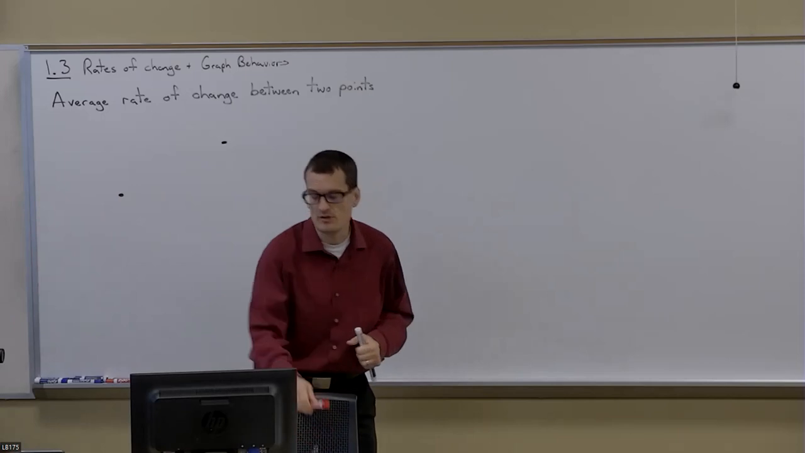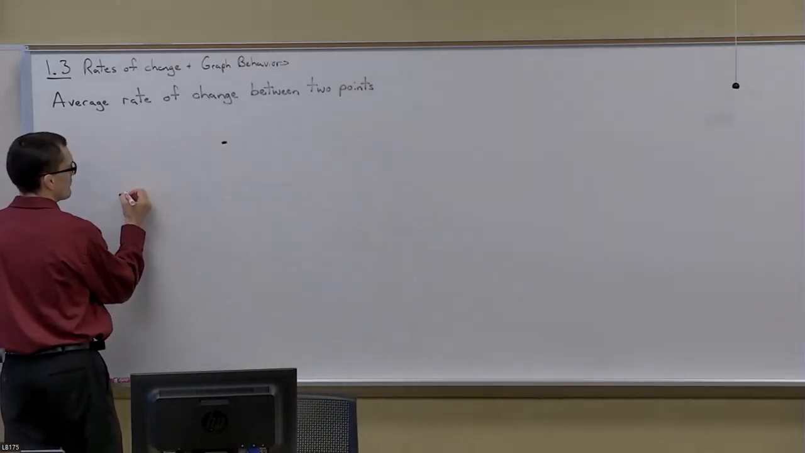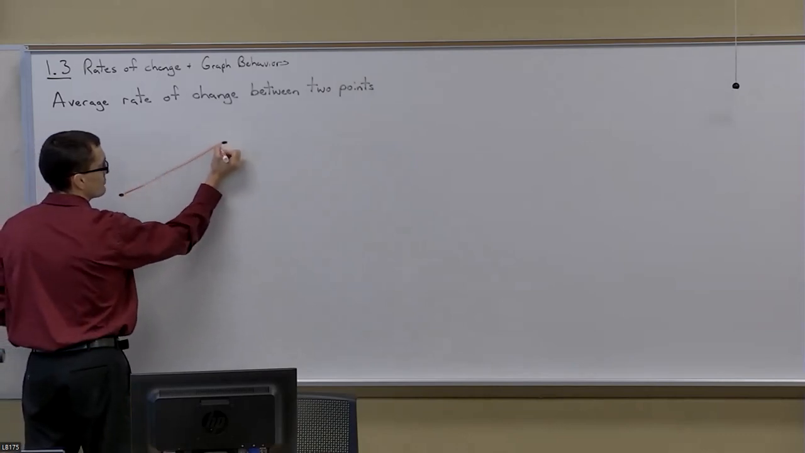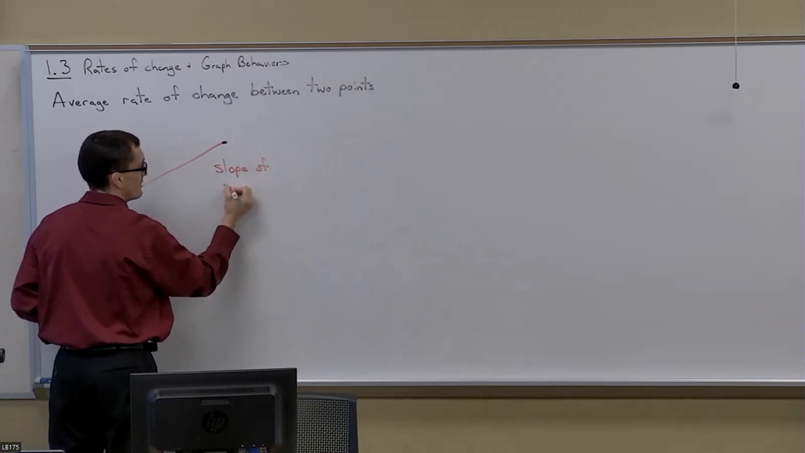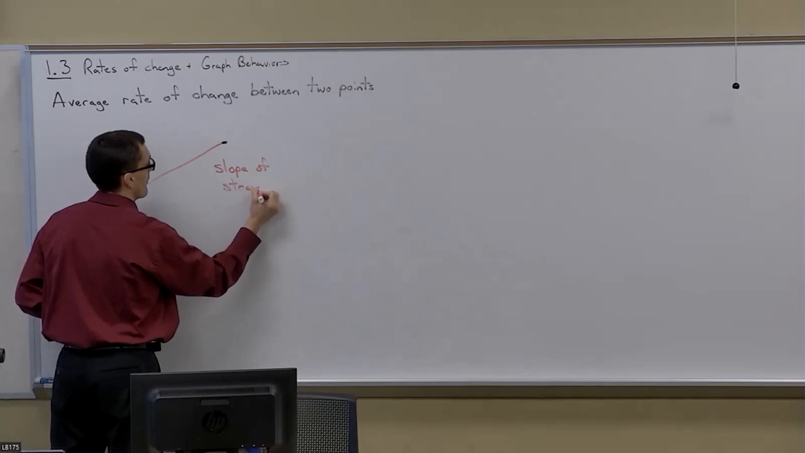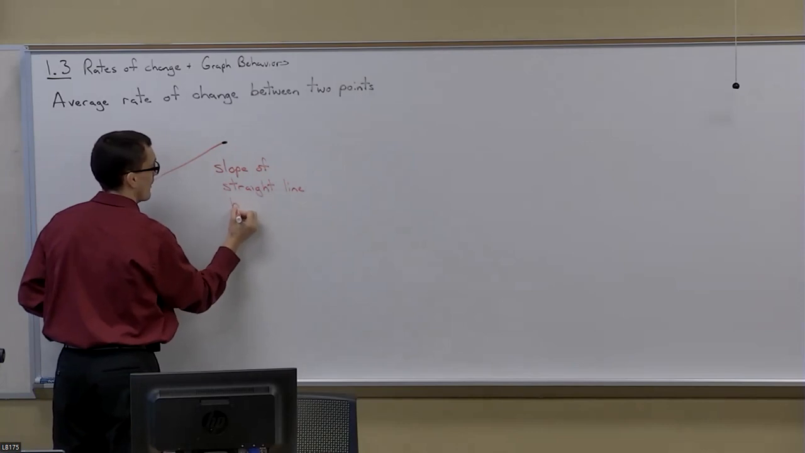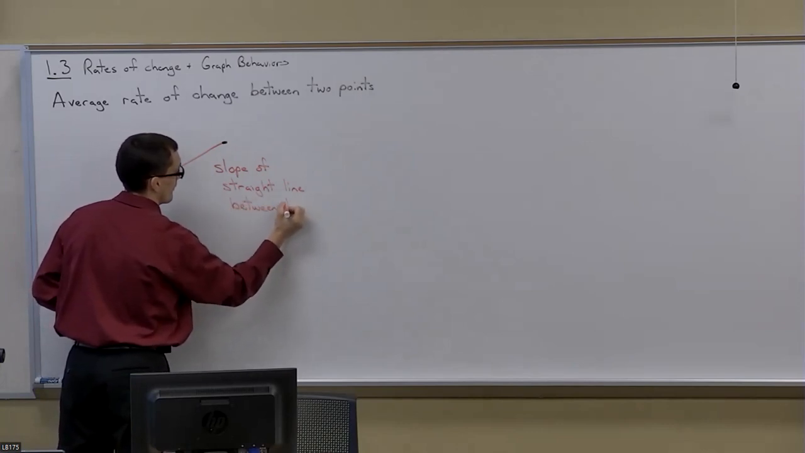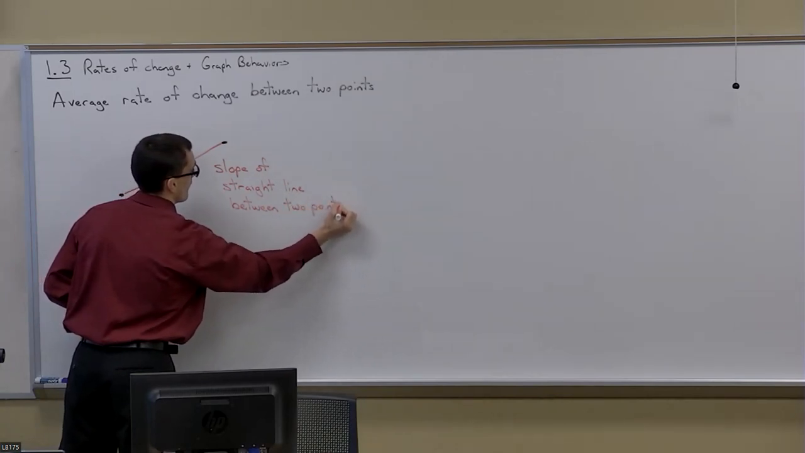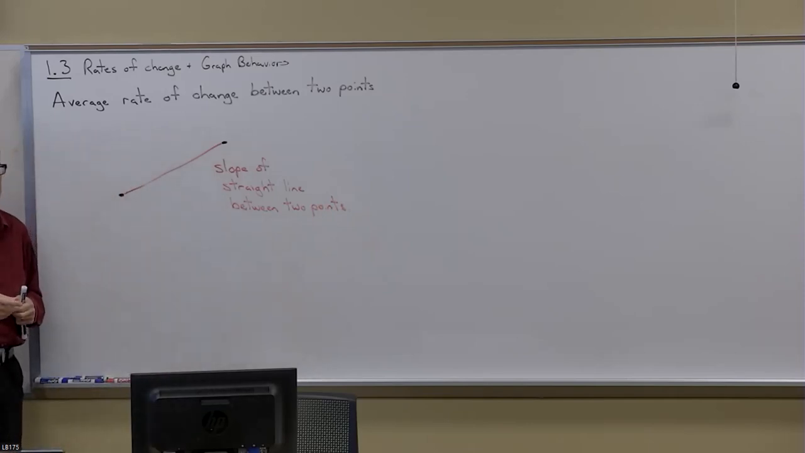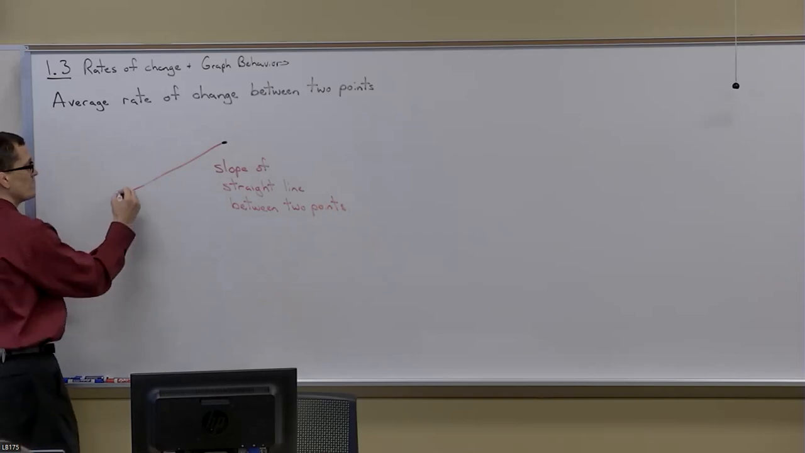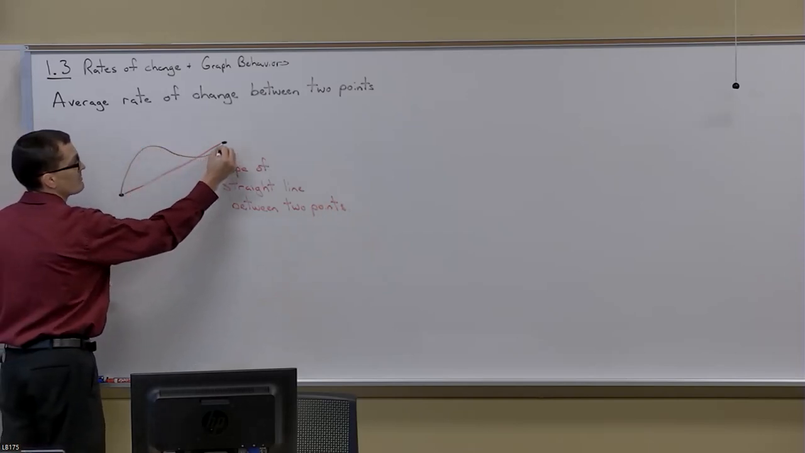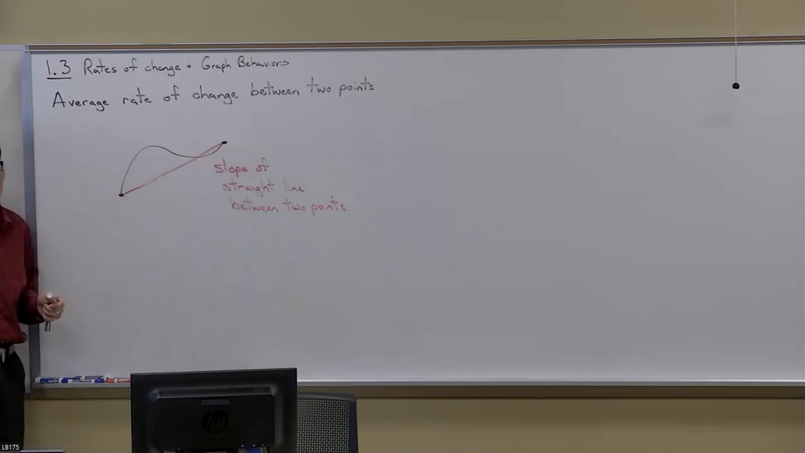What it's actually going to do is it's going to say, well, the average rate of change is going to be the slope of a straight line between those two points. All right, that is going to be your average rate of change. Now, the function itself might not be a straight line. When you graph the function, it may go up and down and do something like this. Everybody get that?